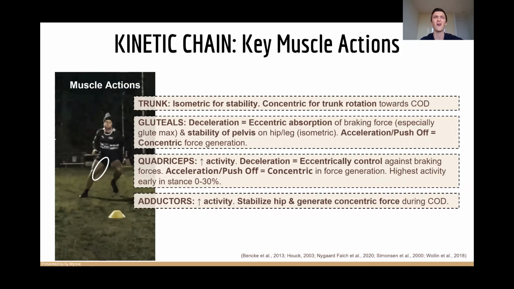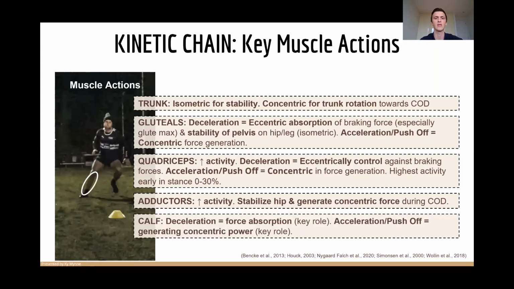The adductors have high muscle activity, one of the factors of why they're often aggravated or overloaded during change of direction. Their role is to stabilize the hip and generate concentric force during change of direction. The calf has a few roles. One, during deceleration, it has a key role in force absorption, and then during acceleration, generating concentric power.